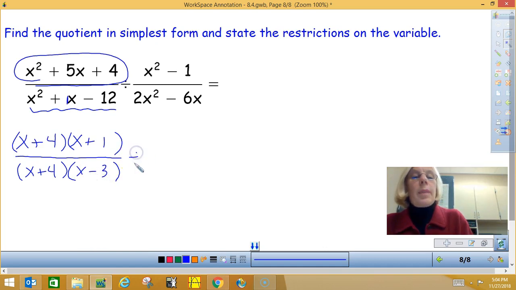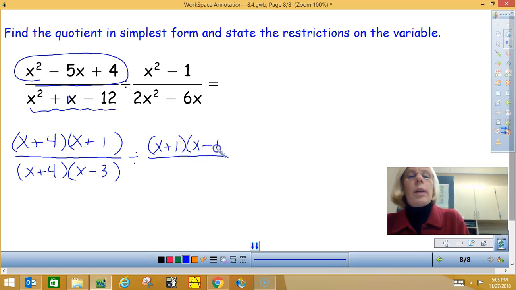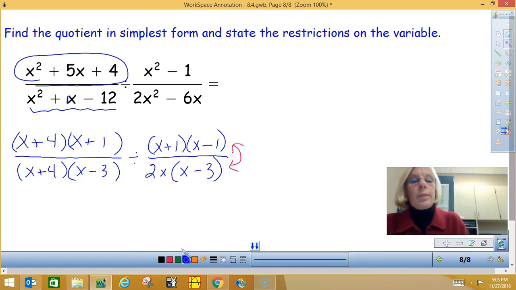Then I'm dividing by, in the numerator I have a difference of squares, so that's x plus 1, x minus 1. In the denominator I take out a common factor of 2x, and I have x minus 3. Now I'm going to handle the division, and that is I'm going to multiply by the reciprocal of this rational expression after the division sign.